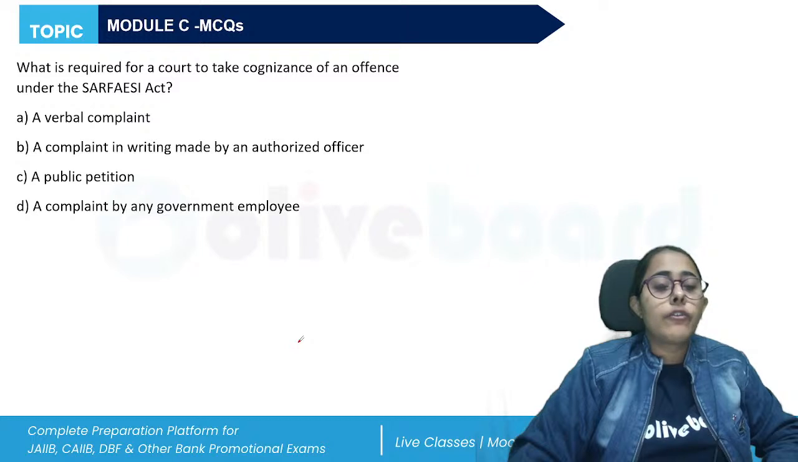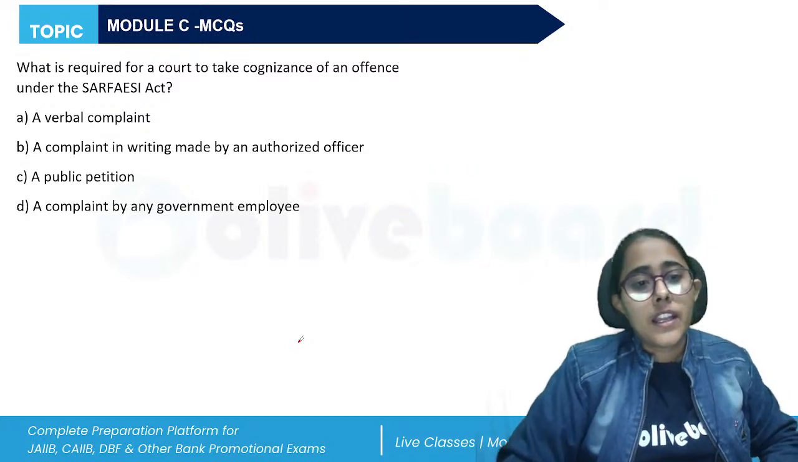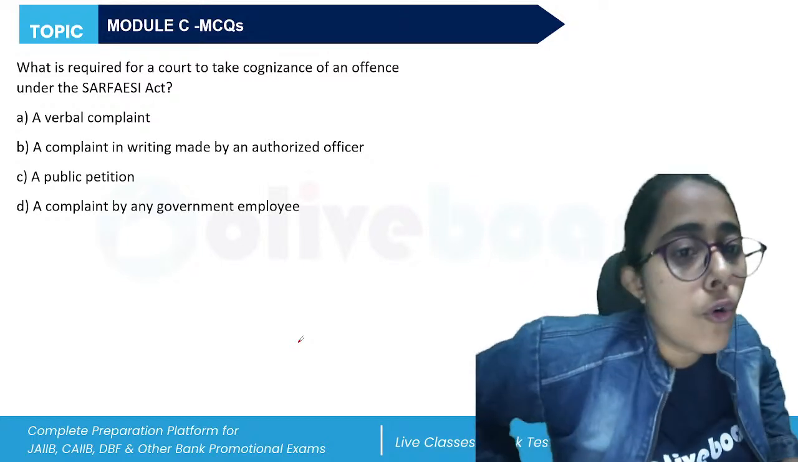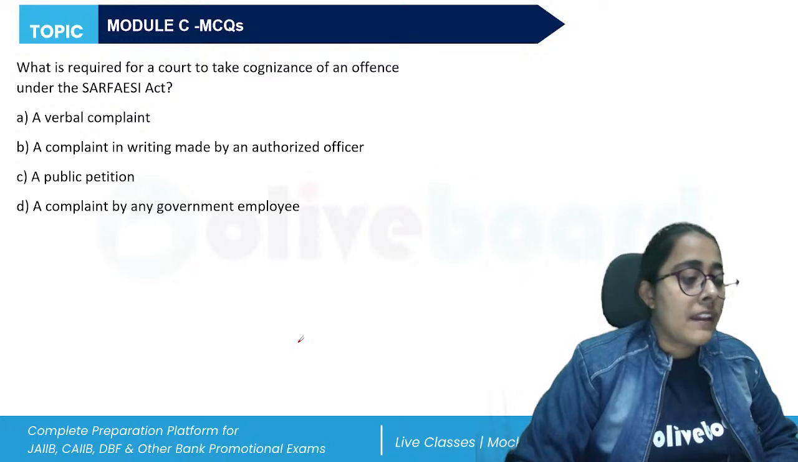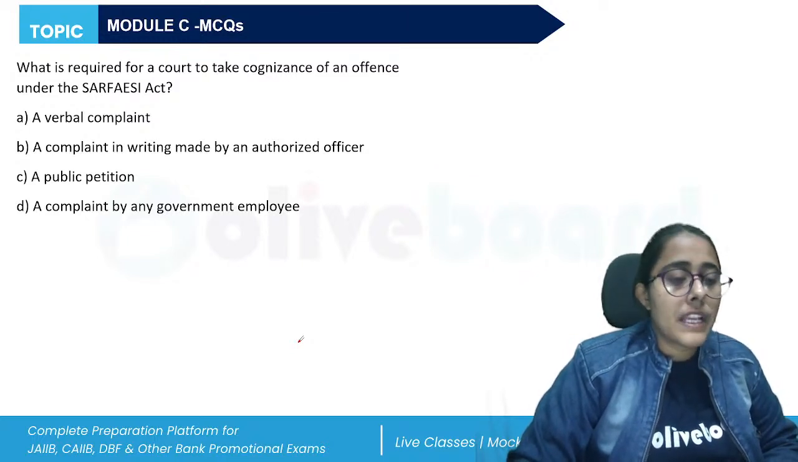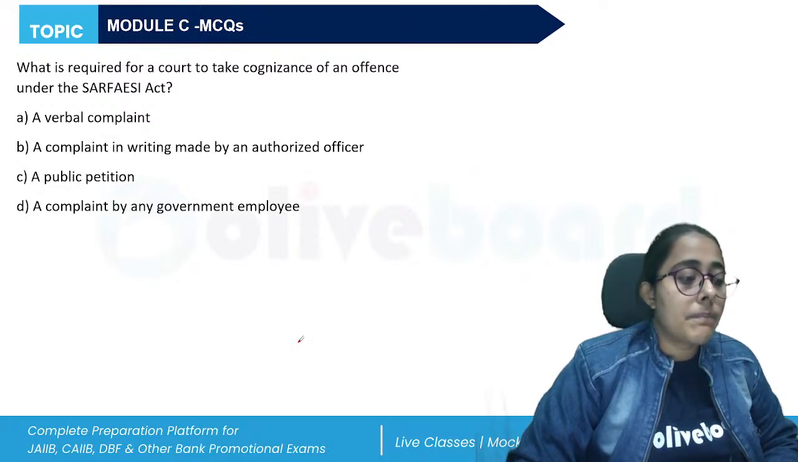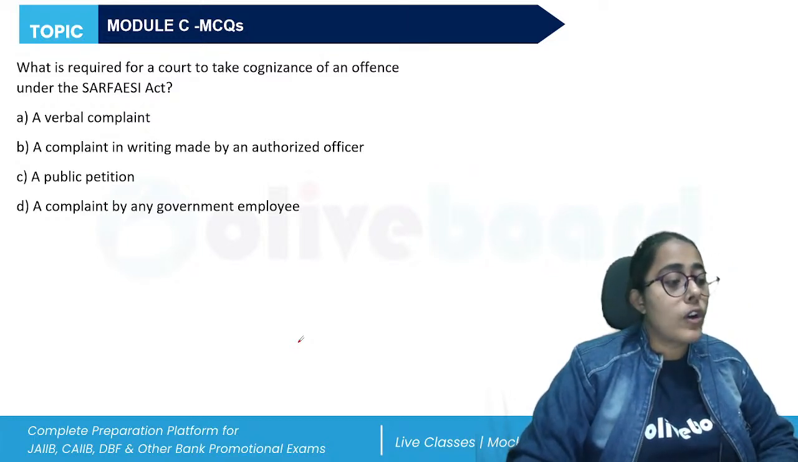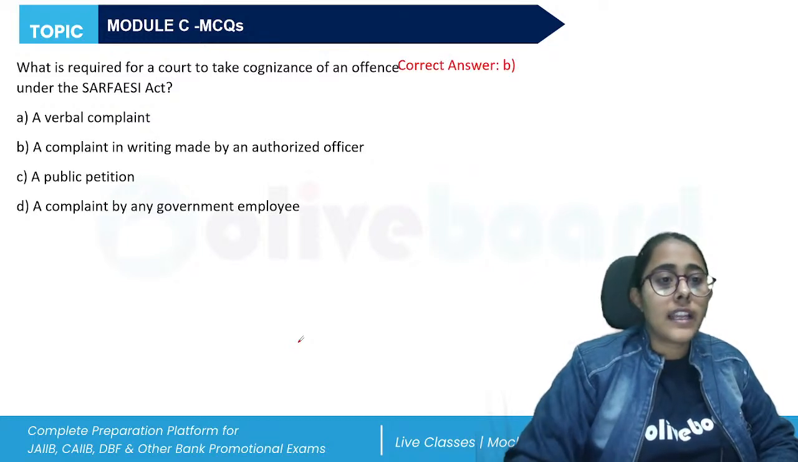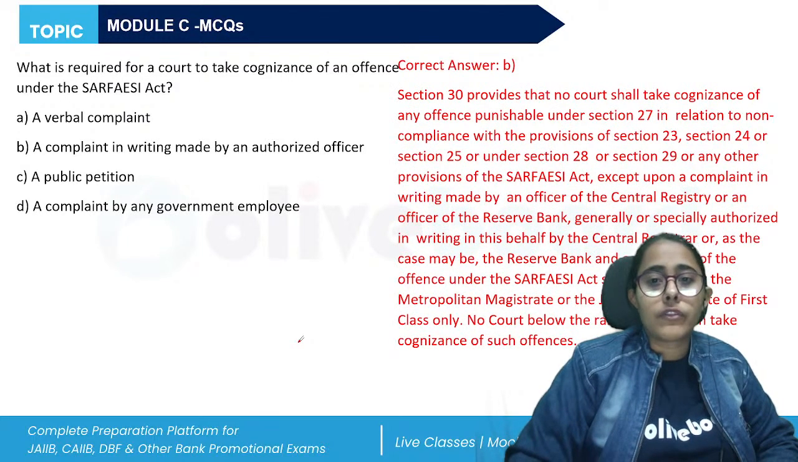Next, what is required for a court to take cognizance of an offence under the SARFAESI Act? In which case will the court take cognizance of an offence under the SARFAESI Act? If it is a verbal complaint, if the complaint is in writing made by an authorized officer, if it is a public petition, or a complaint by any government employee. In which case will the court be involved? The correct answer is if a complaint is made by the authorized officer.